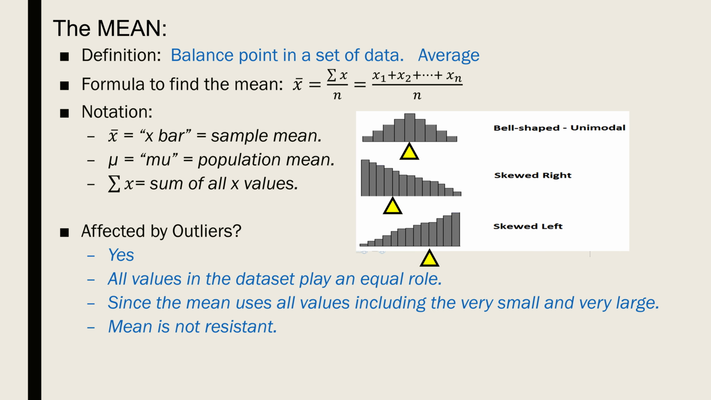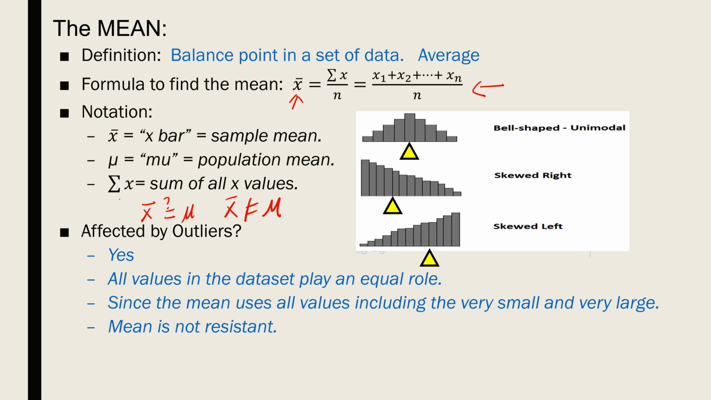Here is the definition of the mean: a balance point in a set of data, also known as the average. Here is the formula to find the mean. This is called X bar, the sample mean. And this notation is called mu, the population mean. The sample mean doesn't have to equal the population mean. Sometimes the sample mean equals the population mean, and sometimes they do not equal each other.